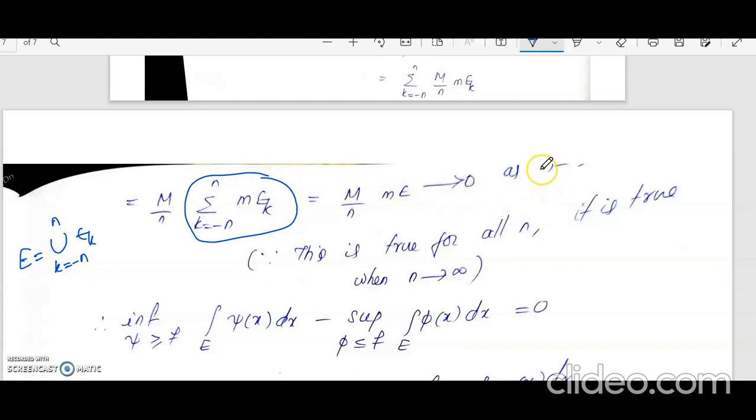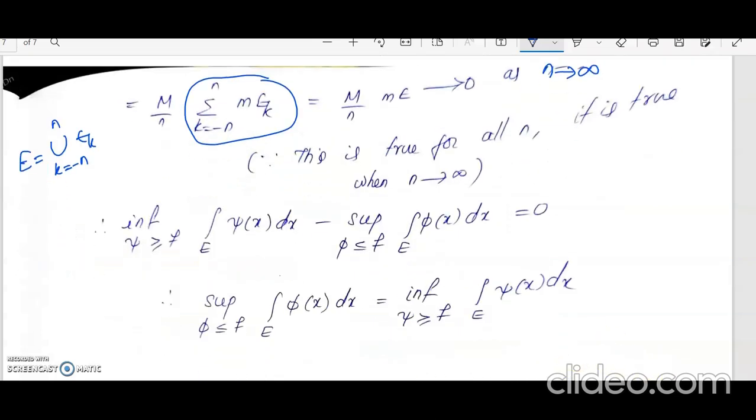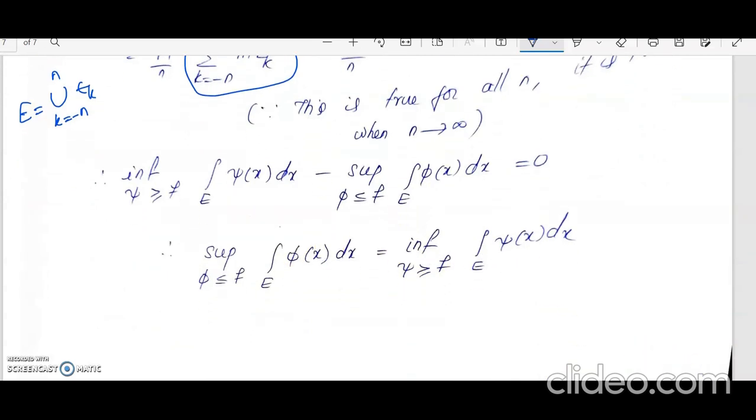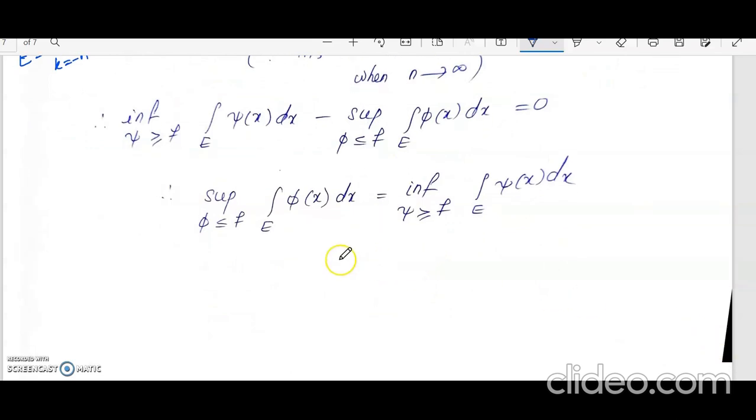So this will hold for all n, so it must hold as n tends to infinity also. As n tends to infinity, this value approaches 0. Therefore the infimum over xi greater than or equal to f of the integral of xi, minus the supremum over phi, must be equal to 0. So we get the supremum equal to the infimum. That is the proof of the first part. In the next lecture we will look at the proof the other way: when you are given the supremum equal to the infimum, we show that f is measurable.